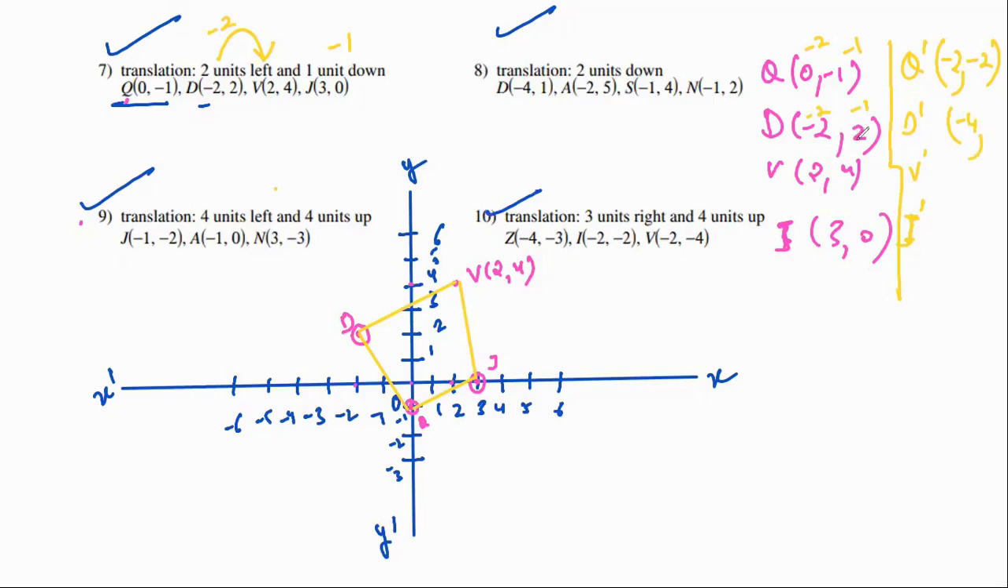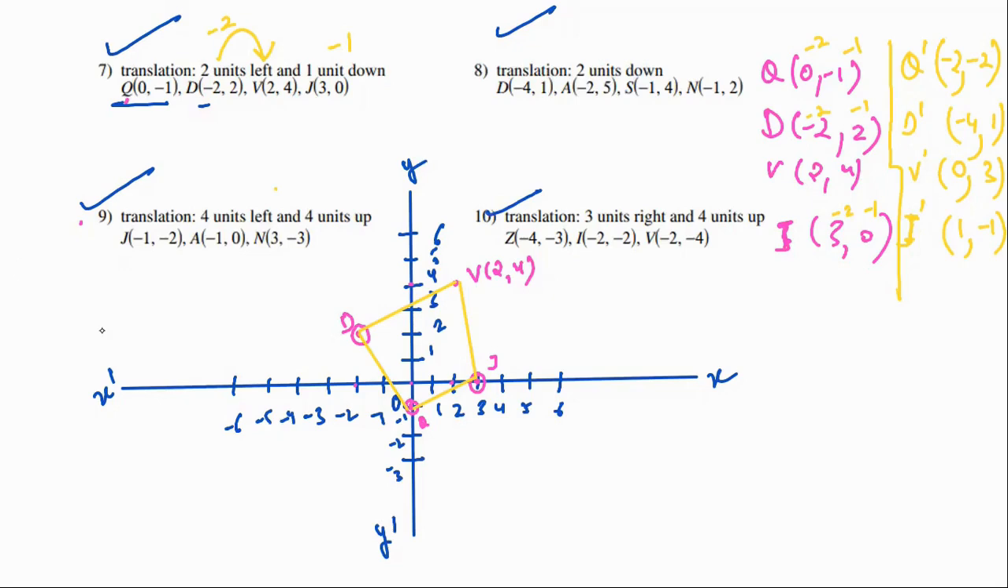Then 2 minus 1 is 1. Then I have 2, so I'm subtracting 2, so it will be 0, and 4 minus 1 is 3. Then 3: I'm subtracting 2 here and 1 here. So 3 minus 2 is 1, and 0 minus 1 is -1, right? So these are my new shape points.